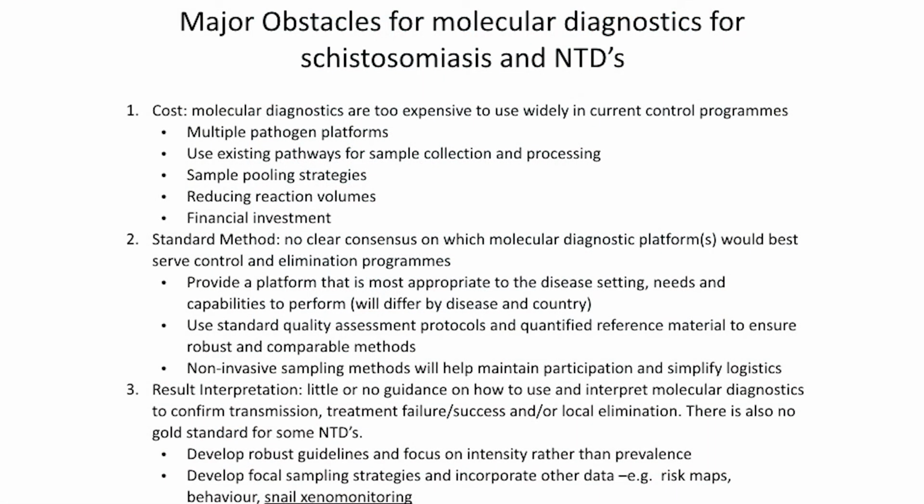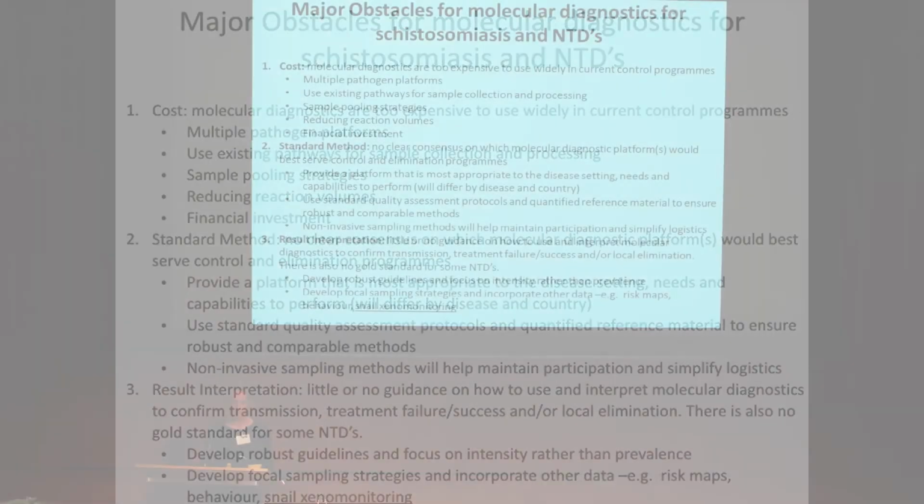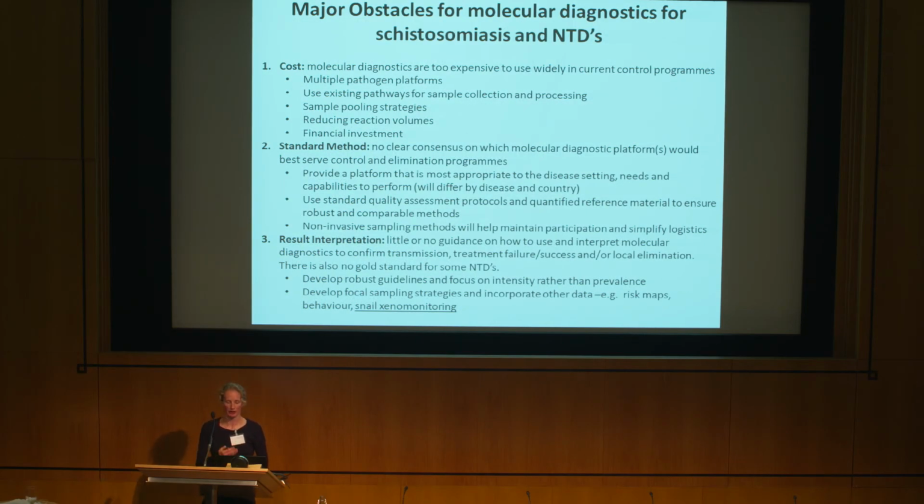We can't just look at what the diagnostics tell us. We need to see what the risk maps are telling us, look at what behavioral changes are going on, bring in something like vector xenomonitoring. And I'll just highlight snail xenomonitoring there because my colleague Fiona will talk later on about monitoring vectors to look at monitoring of transmission. So, just a final slide.